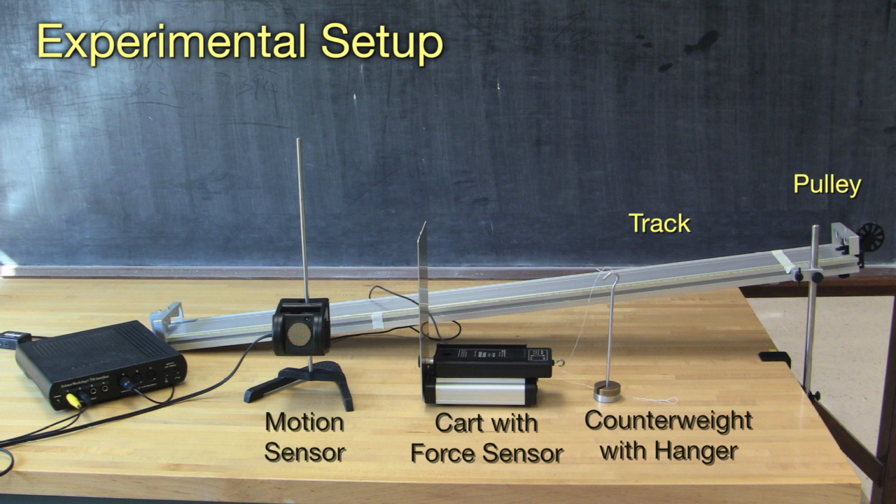We will study the motion of a cart as it is pulled up an incline by a counterweight hanging over a pulley. We will use a force sensor mounted on the cart to measure the tension in the string that connects the cart and the counterweight, and a motion sensor to measure the cart's acceleration.